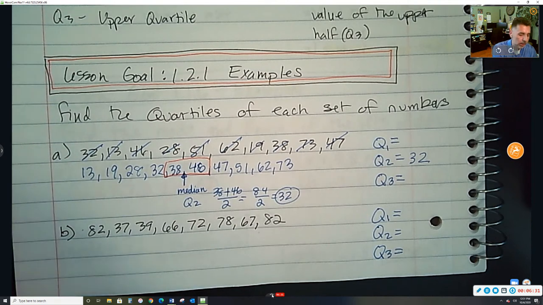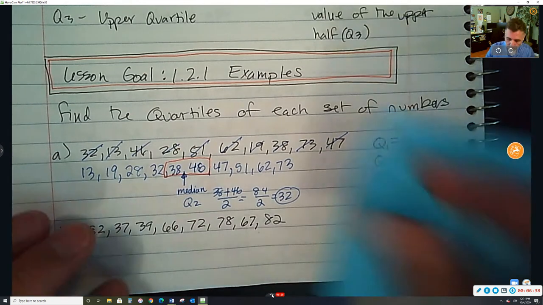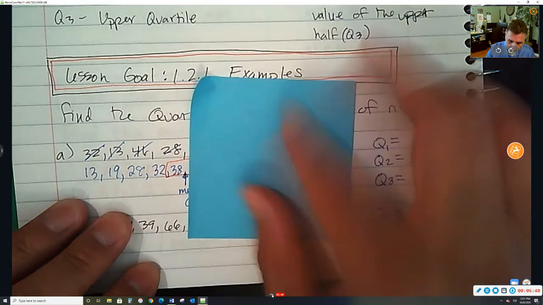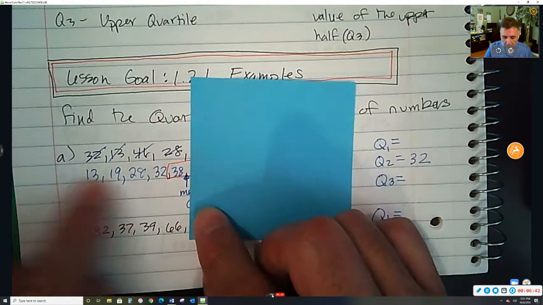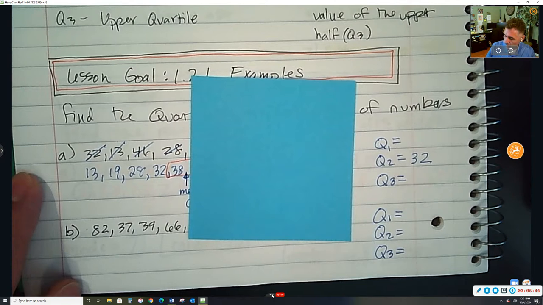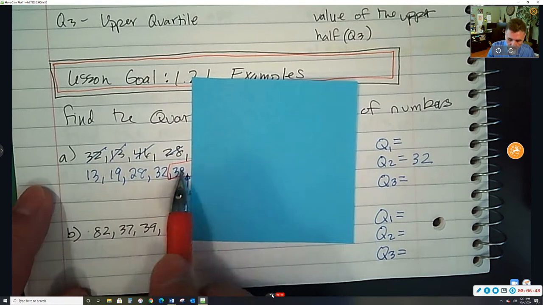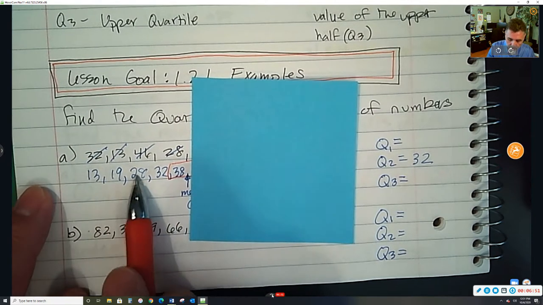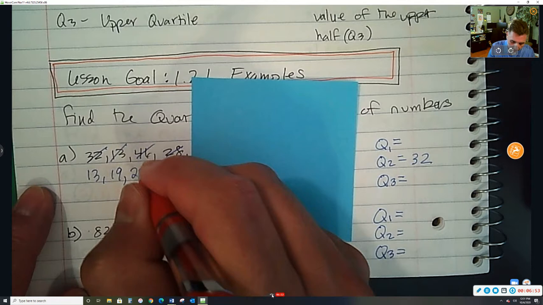I'm going to show you guys something. Now we need to find basically the middle of the lower half. So I'm going to cover these up now. So this is my lower half. I had said the middle was there, so this is my lower half. So I'm going to go through and count these. There's 1, 2, 3, 4, 5. I know this one's the middle one, right?